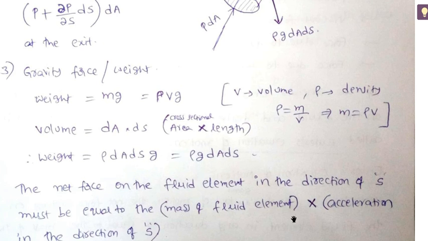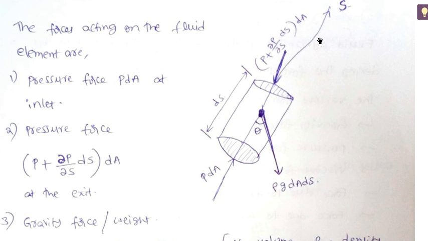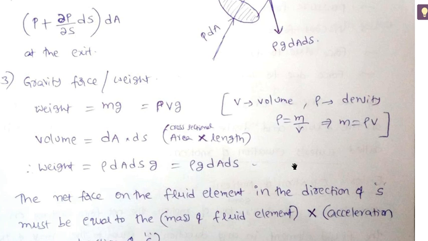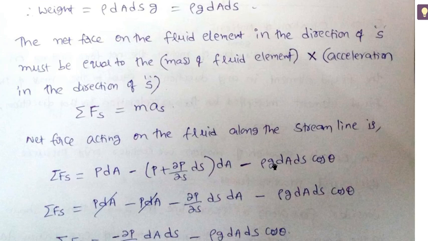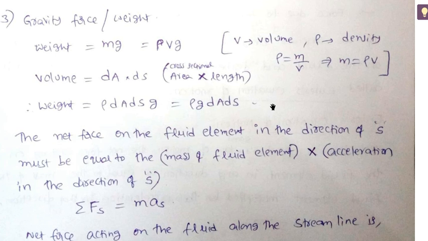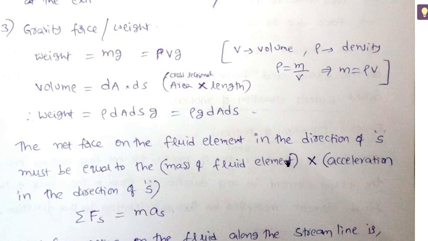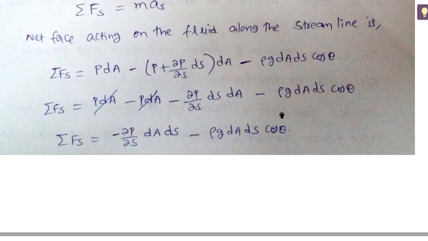So now we can write the net force acting on the fluid element in the direction of S equals mass into acceleration of the fluid in the direction of S. So the net force acting is, this is the force due to pressure at the inlet, this is the force due to pressure at the exit, this is the component of weight along the streamline direction. This is having two components. One is the cos component along the streamline direction and one is the sin component along the normal direction to the streamline. So we have considered the cos component along the streamline. Now this is the net force acting on the fluid element.